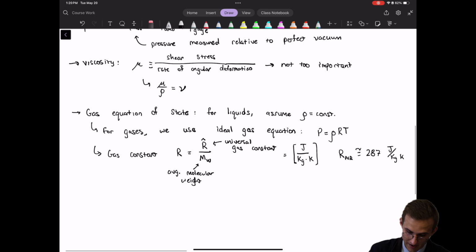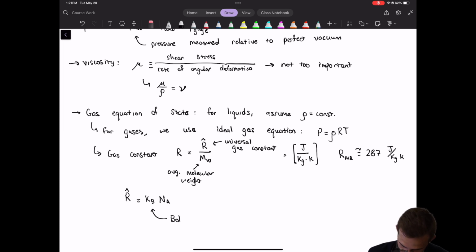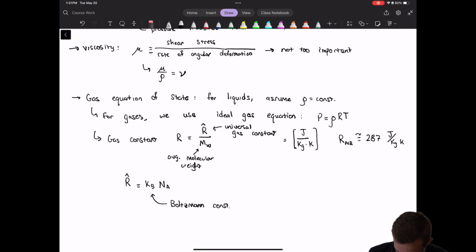Now, I said that the R hat is universal. Well, R hat itself is a combination of two fundamental constants, which is the Boltzmann constant times Avogadro's number. Now, the Boltzmann constant is the most fundamental version of the gas constant, you could say. It's the one that's preferred by physicists.